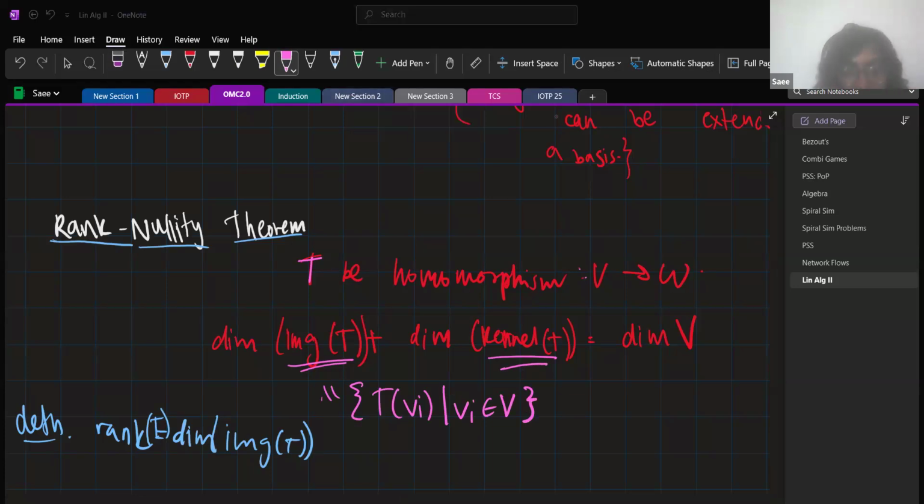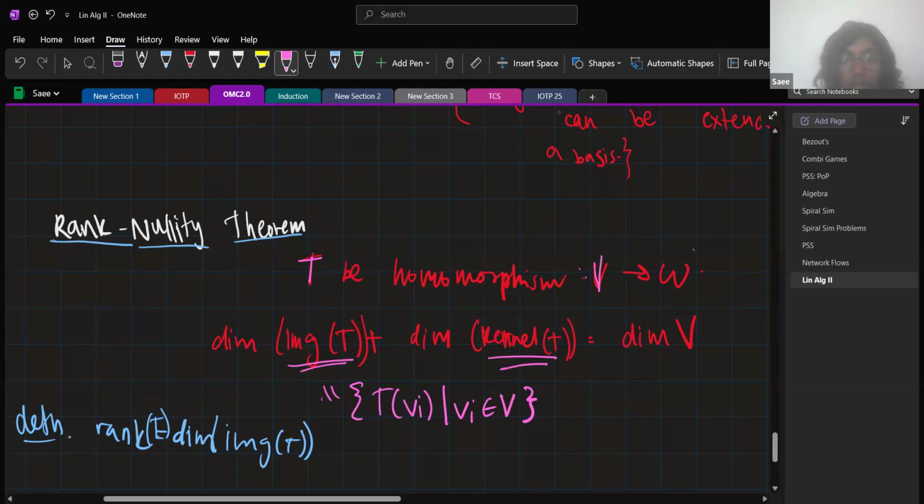Yes, good point. Nullity is the dimension of the kernel. That's called nullity. This is why it's called rank-nullity. Not exactly the codomain, because maybe V doesn't map to all of it. Maybe T is not surjective. If T is not surjective, then not everything in W is getting mapped to, right? It's a subspace of the codomain.